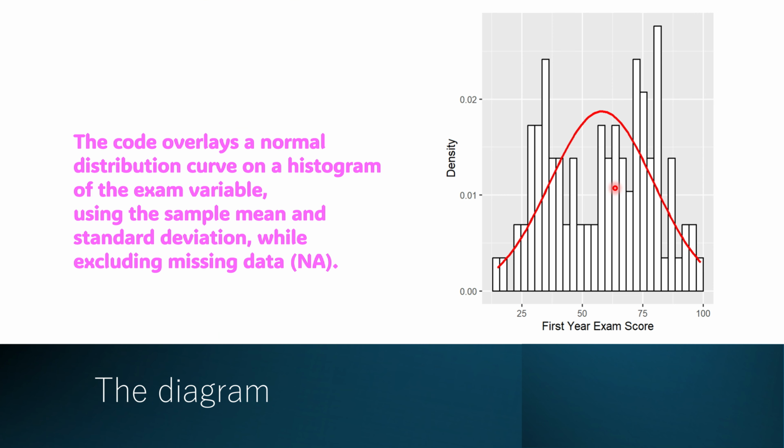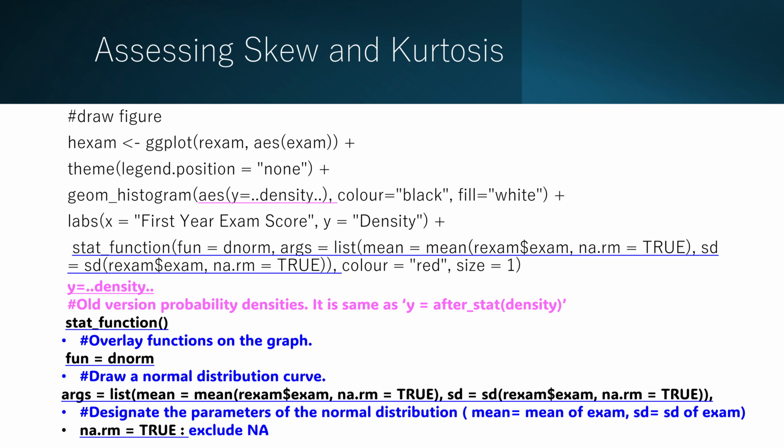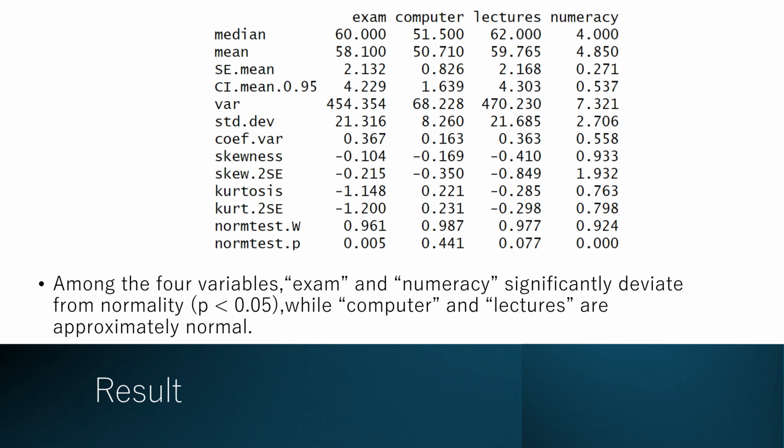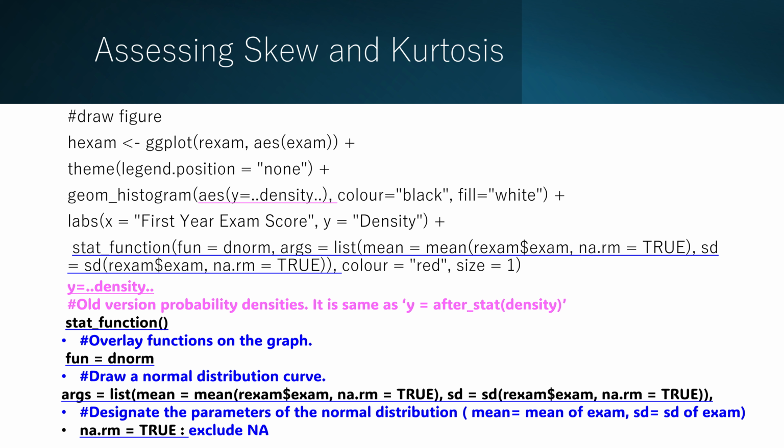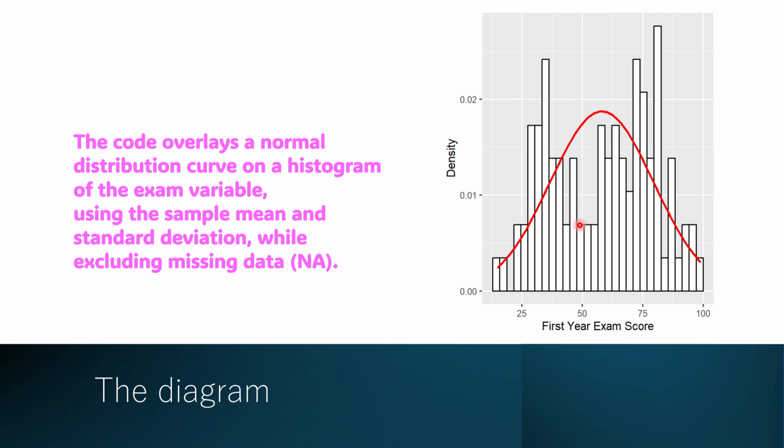The code overlays a normal distribution curve on the histogram. The result is a bit difficult to read, but this may not be a normal distribution because it looks bimodal. Okay.